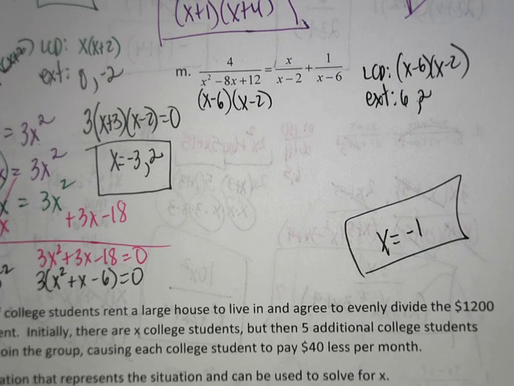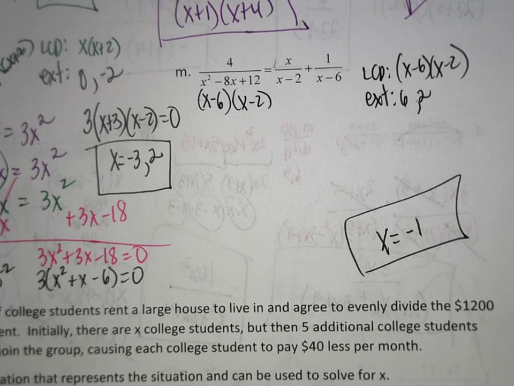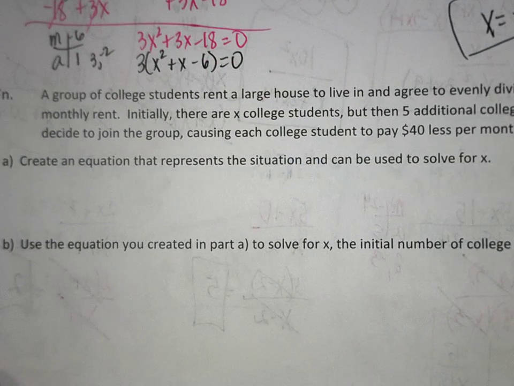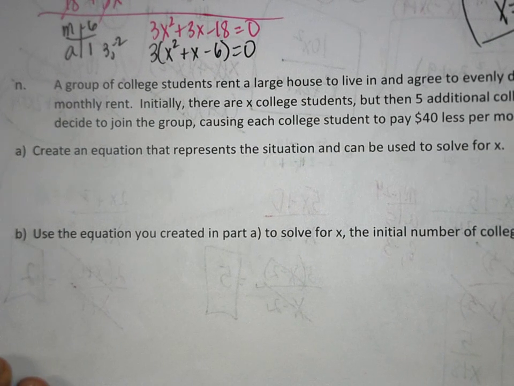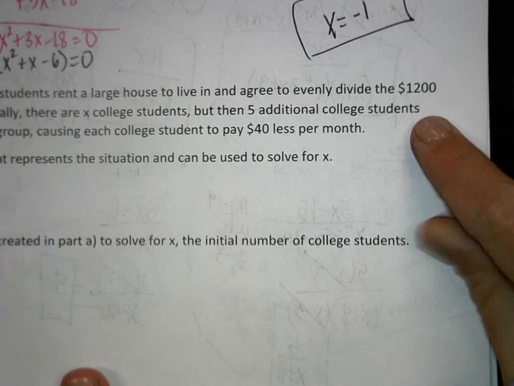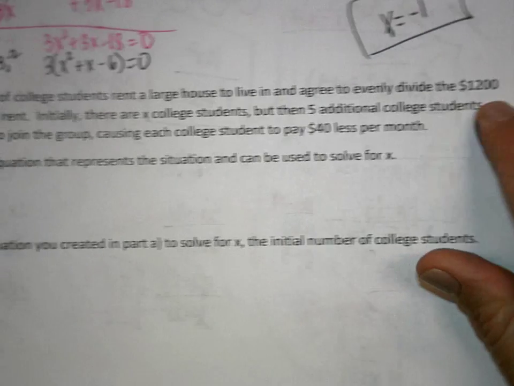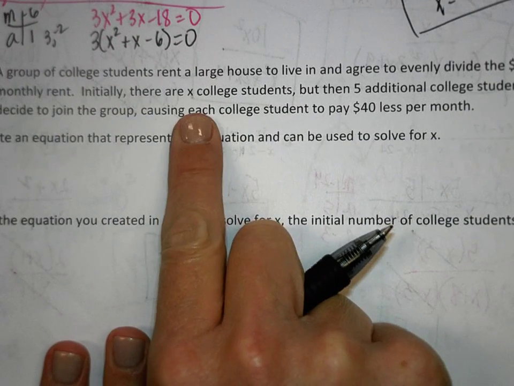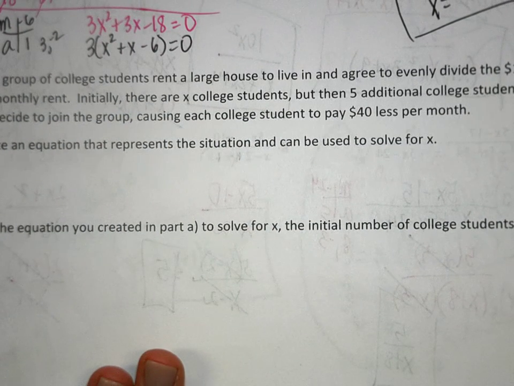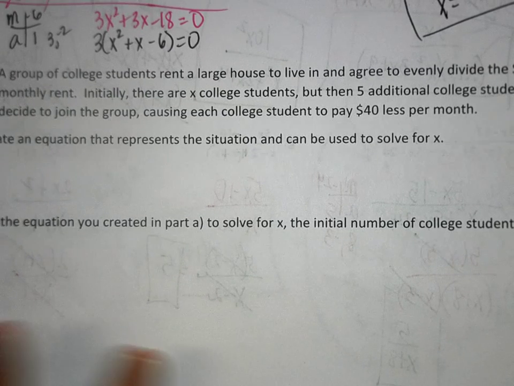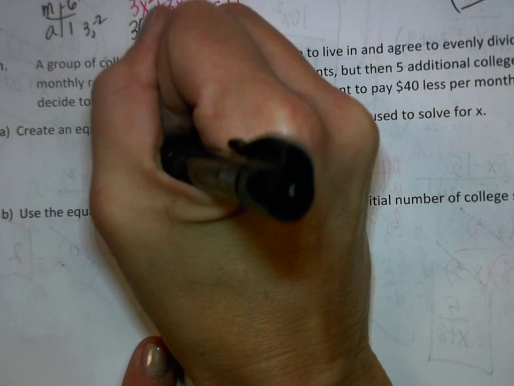Okay. Word problem. Here we go. A group of college students rents a large house to live in and agree to evenly divide the $1,200 monthly rent. Initially, they are x college students. So initially, how do I write this equation? Thank you. 1,200 divided by x is correct.